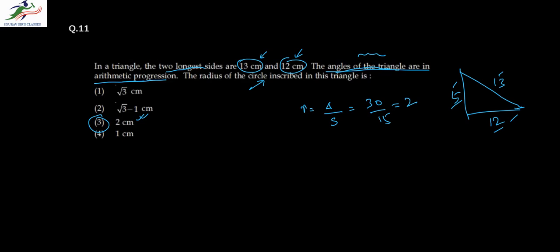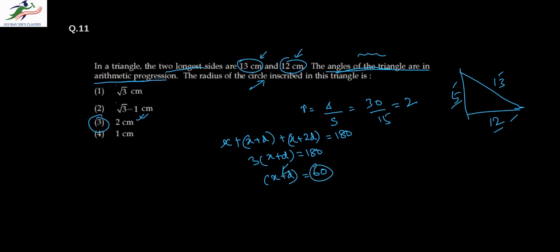So let's assume that the smallest angle is x, and then the next angle would be x plus d, where d is the common difference of the AP series, and the third angle would be x plus 2d, and the sum of these three angles would be 180. This means 3 into (x plus d) is equal to 180, or x plus d is equal to 60 degrees. So x plus d is the mid angle, which means that it is the second largest or the second smallest angle.